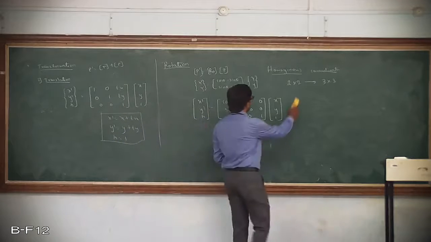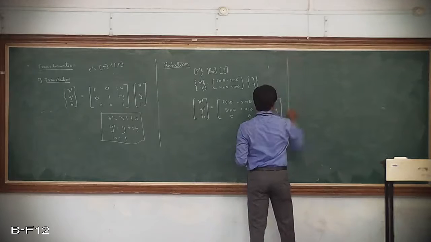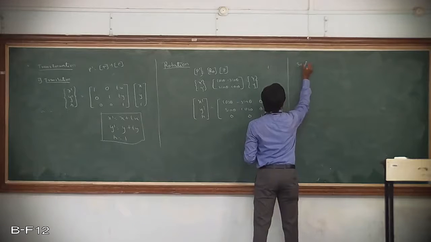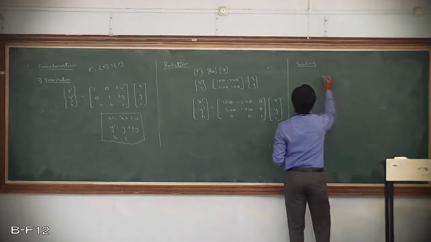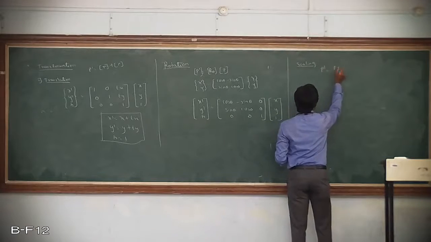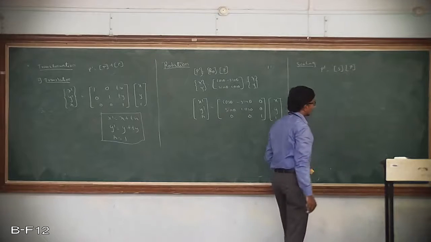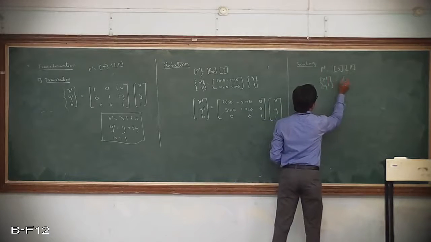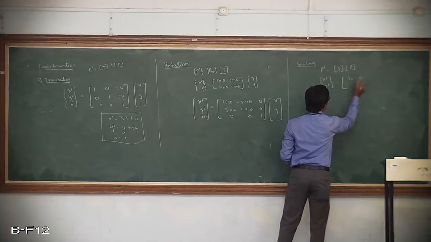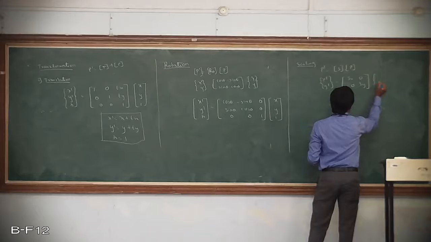So if you want to go for scaling, scaling basically we used to write as P dash is equal to S into P, where it is sx, sy. So how you used to write P dash, which will be x dash, y dash, will be written as sx into 0, 0 into sy, x y.